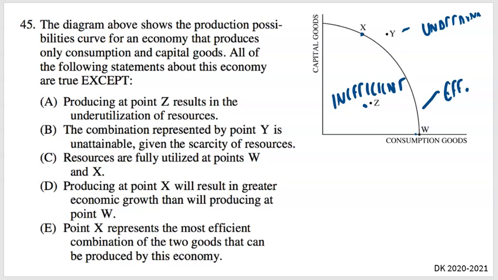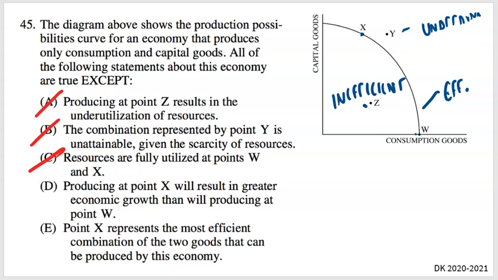A, producing at point C results in the underutilization of resources. Well, that's true, right? If we're on the PPC at point X and point W, that means you're using all of your resources. That's one of the assumptions of our PPC. So A is correct, which means it can't be the answer choice. B, the combination represented at point Y is unattainable. That's true, right? Resources are fully utilized at points W and X. Yet again, that's true. They're on the PPC. That means they have full employment of resources.